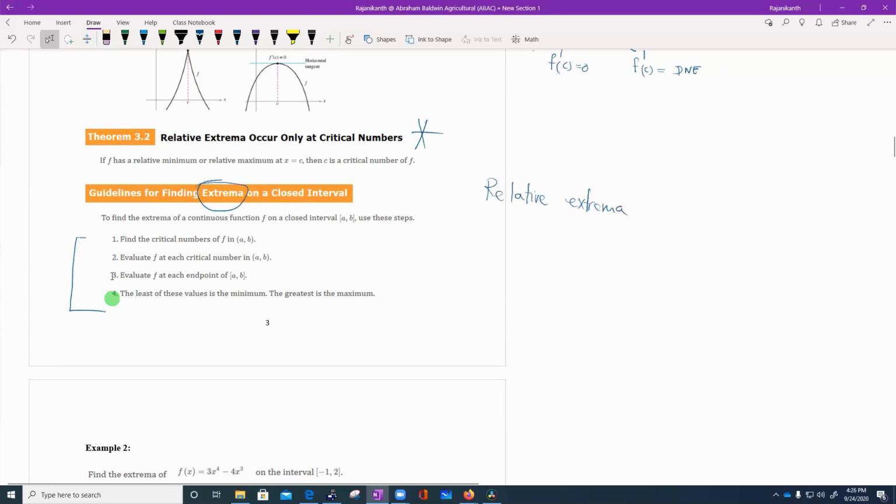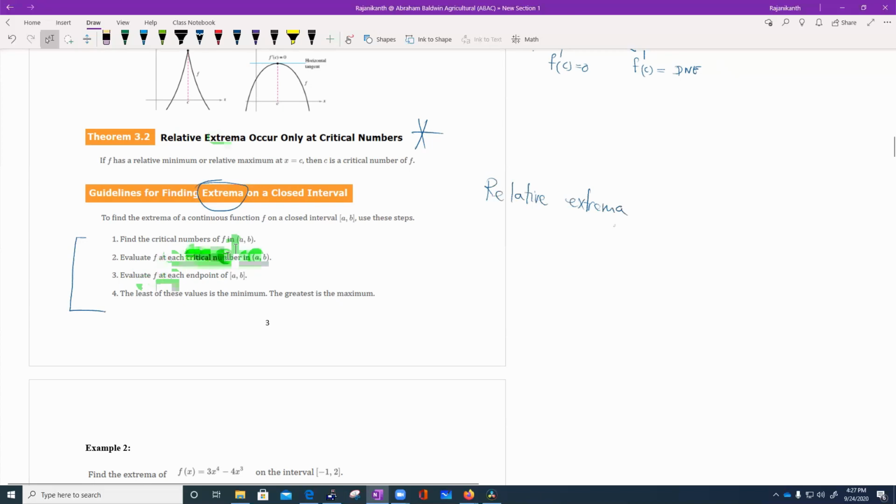Okay. So follow those 4 steps. To find extreme values, minimum or maximum value, of a given continuous function on a closed interval [a, b], first find the critical numbers in the open interval, right? That means you are finding the critical numbers inside this interval. After finding the critical points, find the function value at those critical points. Remember, according to this theorem, you will have relative extrema at those critical values.